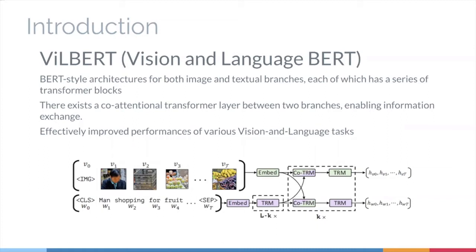proposed. The ViLBERT model contains two BERT-style architectures for both image and textual branches, and each of them has a series of transformer blocks. And there also exists a co-attentional transformer layer between the two branches, enabling information exchange between the two branches. ViLBERT has effectively improved the performance of various vision and language tasks, and the details will be talked about later.